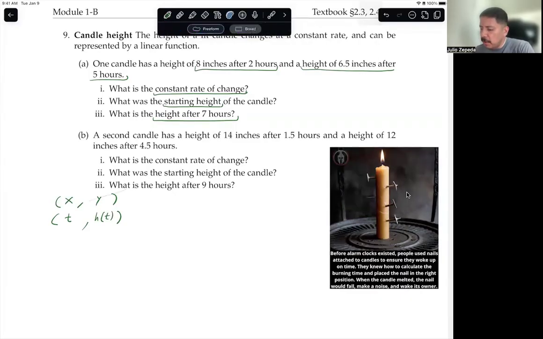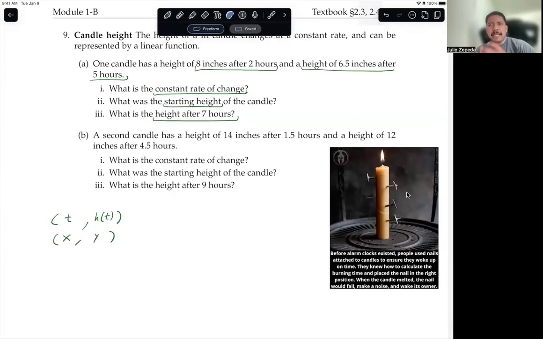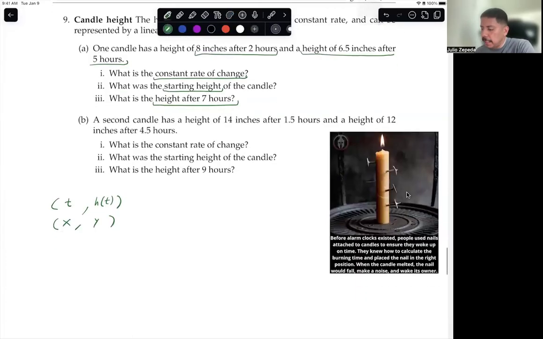Okay, so if we want to use x and y, that's fine. But we should order these: the x values are going to be the time values, and the y values are going to be the height values, because they're not given in order in this problem. It would make most sense to say that time in hours goes in the first coordinate, and then height at time t, in inches.